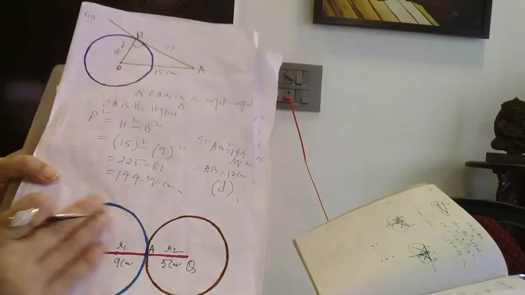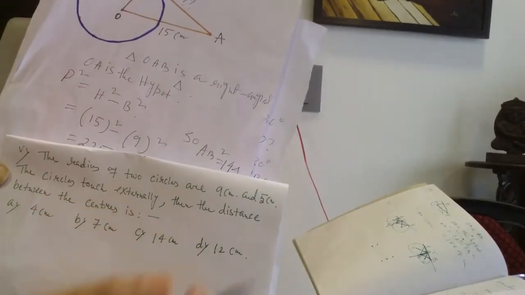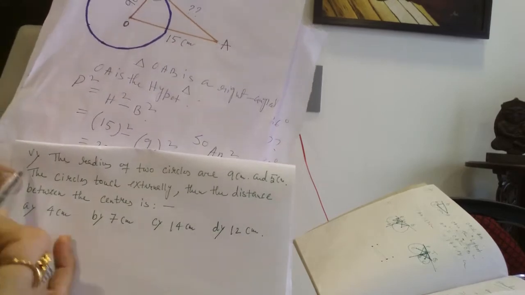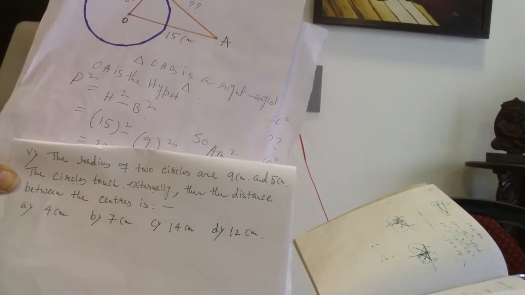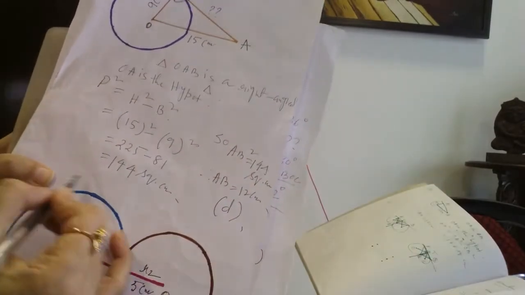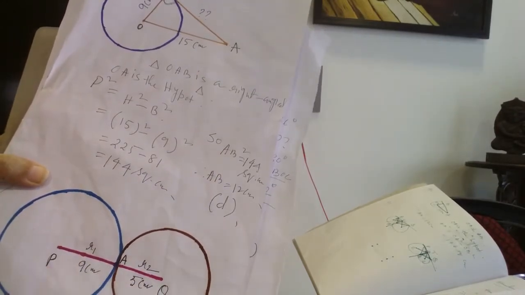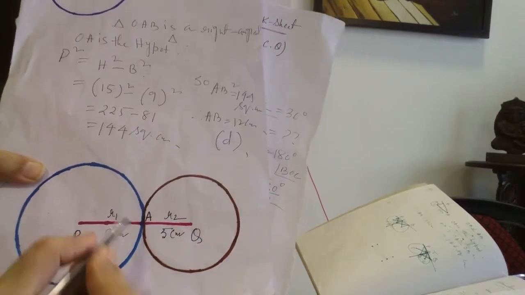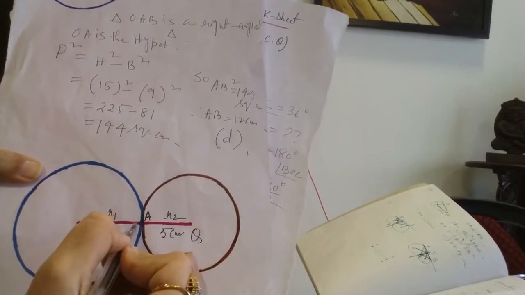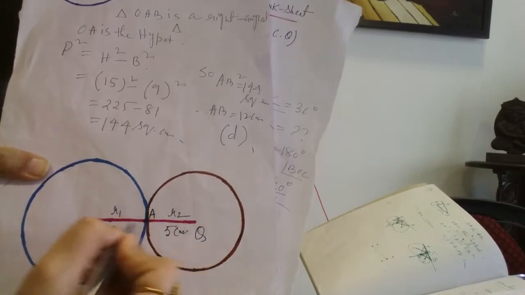Now first I am doing 5, then I will do 4. Number 5. The radii of two circles are 9 cm and 5 cm. The circles touch externally, then the distance between the centers is. Okay, here two circles are there. The radius of one circle is 9 cm and the radius of another circle is 5 cm. And they are touching externally, that means they are touching at a point, suppose at the point A. You have to calculate the distance between the centers.